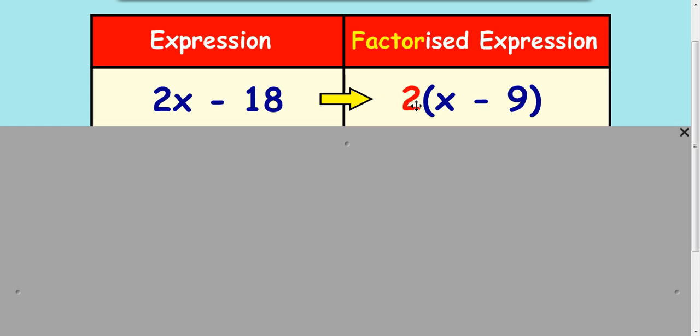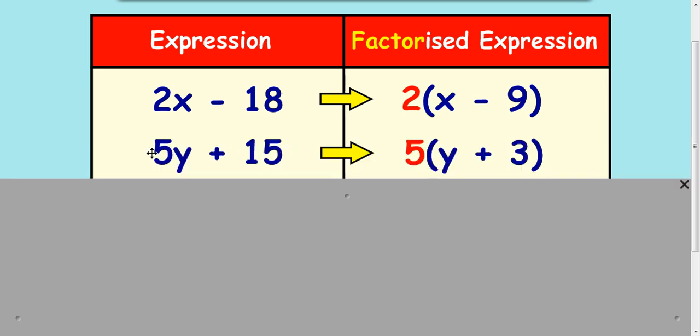Once you've got your 2 at the front, you just see what needs to go into the bracket when you multiply it by 2 to end up with the original expression. So you can see that if you put an x at the front, 2 times x makes 2x. And if you put a 9 at the back, then 2 times 9 makes the 18. Obviously there has to be a takeaway in the bracket to make the subtract 18.